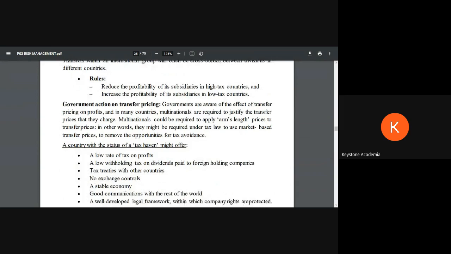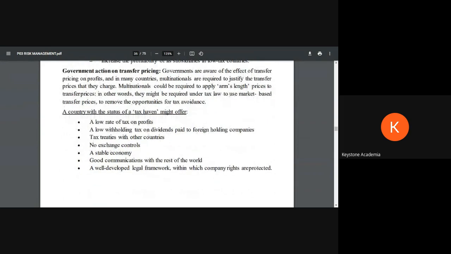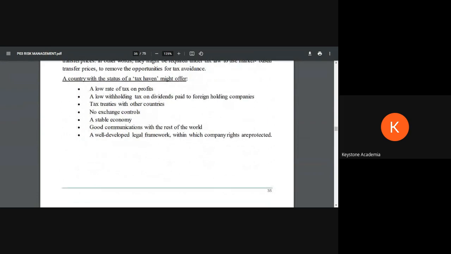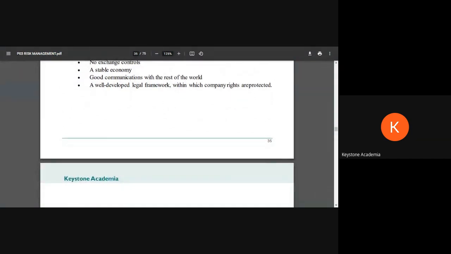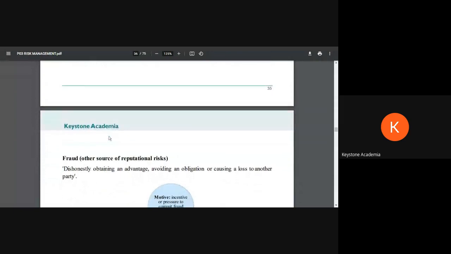However, some governments are very supportive, and that is known as tax havens, where they offer very low tax on profit. Withholding tax is not there. They are having a stable economy. They have good communications with the rest of the world. For example, we have Panama, Bermuda, Switzerland. These are like tax havens.